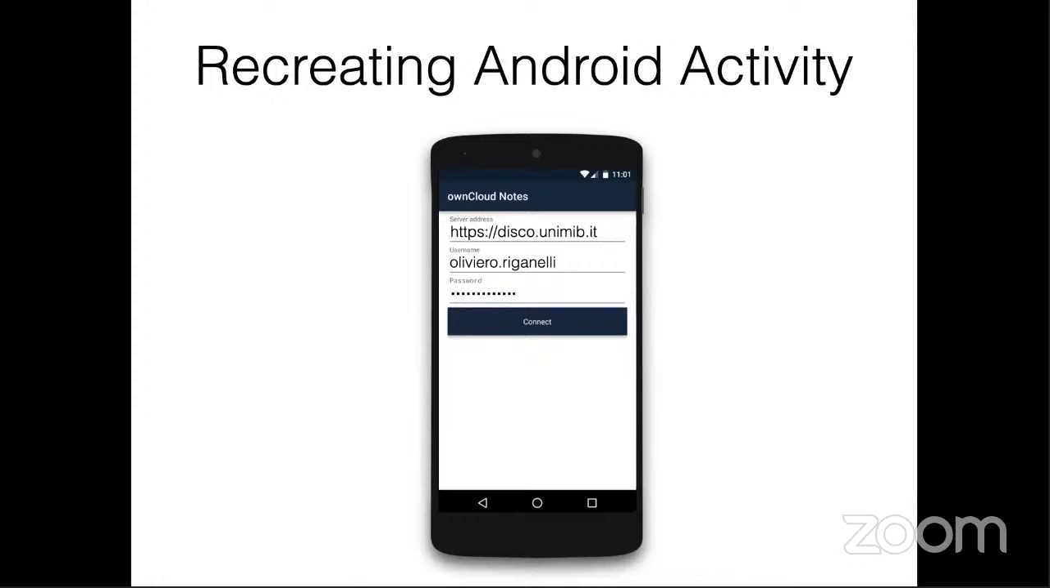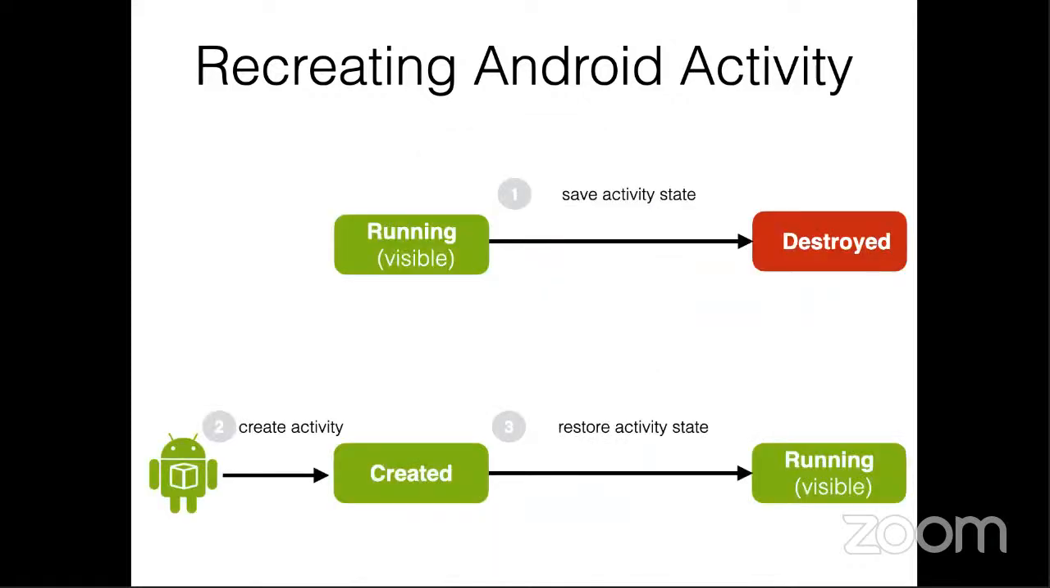For example, if you rotate the device screen, the activity is recreated to load the best layout for the current screen orientation. To properly manage the recreation of an activity, the app must first save the state of the activity before its destruction. Once the activity is recreated, the app must restore the saved state.